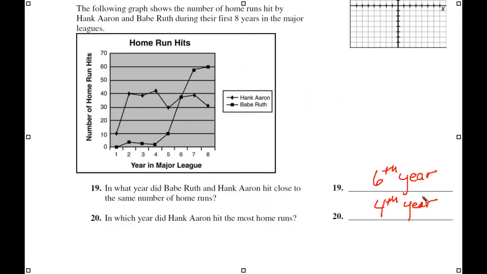Now, if you follow baseball, Babe Ruth was one of the greats, and so was Hank Aaron. So in what year did Babe Ruth and Hank Aaron hit close to the same number of home runs? Well, you're looking about right there where they intersect, and that's about 6. So the 6th year. In which year did Hank Aaron hit the most home runs? Well, Hank Aaron hit the most home runs in the 4th year. Here he is there. Drop it down.